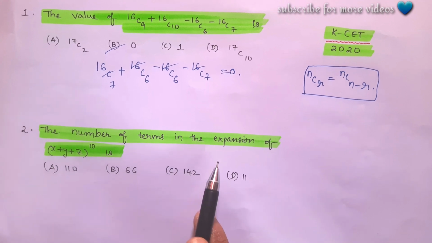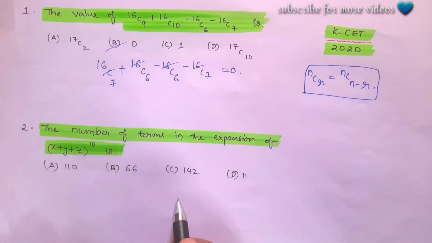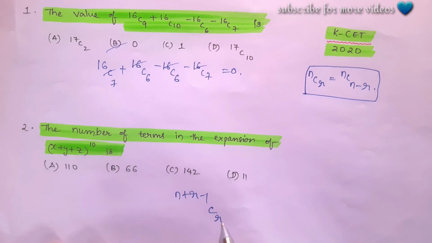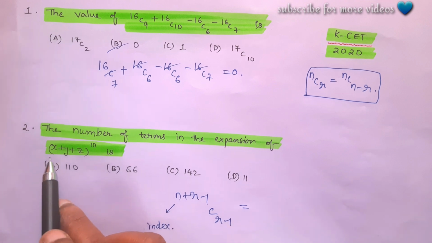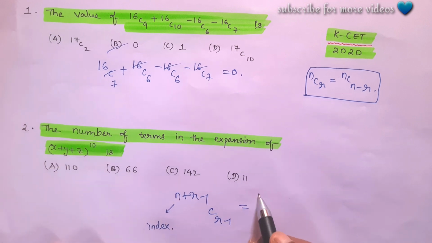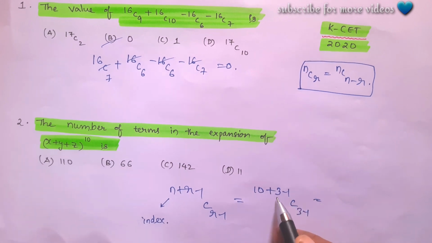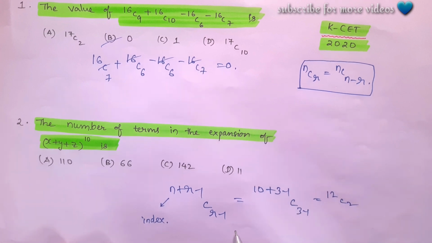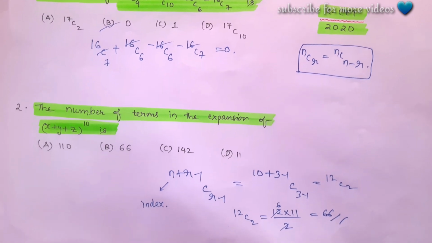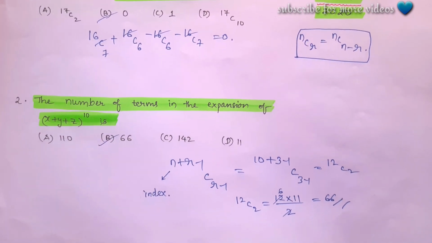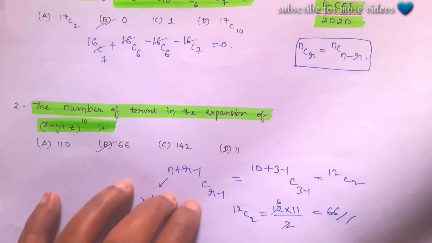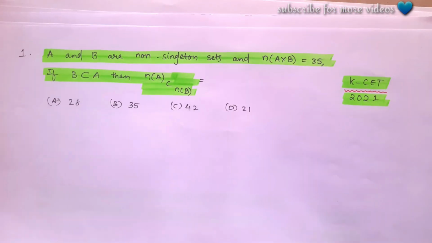Next, the number of terms in the expansion of. The formula for number of terms is n plus r minus 1 c r minus 1. Here n is the index, and r is the number of terms in the bracket, 1 2 3. So it will be 10 plus 3 minus 1 c 3 minus 1, which is 10 plus 3 is 13, 13 minus 1 is 12C2. To find 12C2, it is 12 into 11 divided by 2. 2 ones are 2, 2 sixes are 12, 6 into 11 is 66. So the answer is 66.